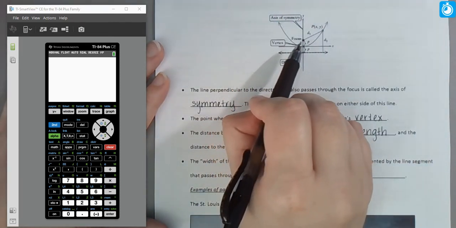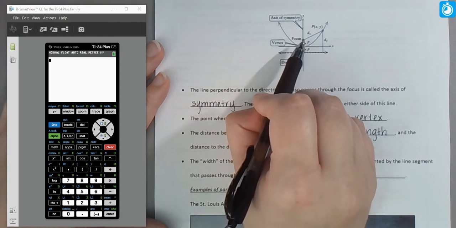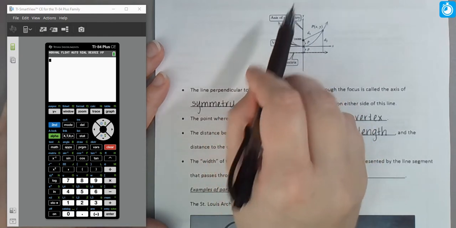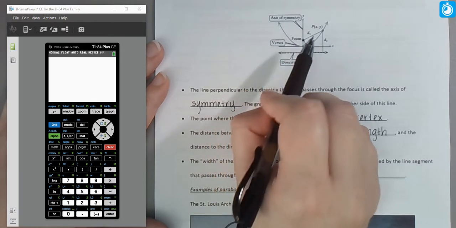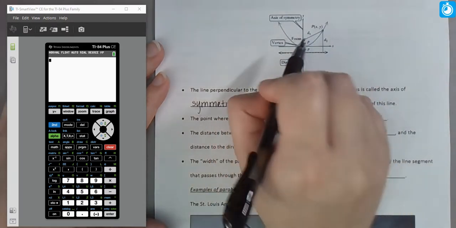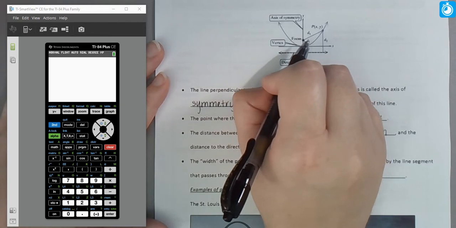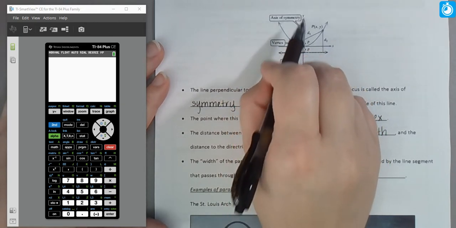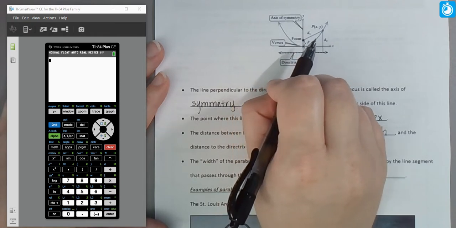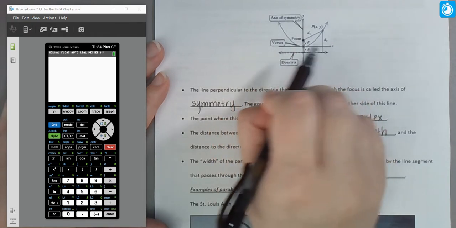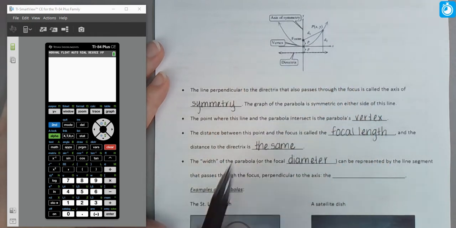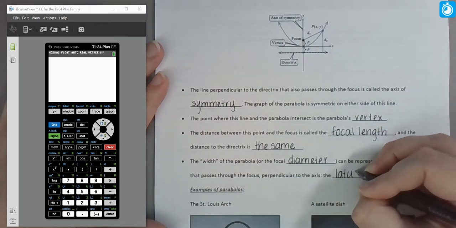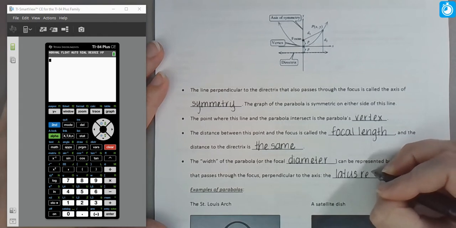And finding the width of that line segment is going to tell us how we go from the focus to a point on either side of our axis of symmetry, which will then give us 3 points in order to graph. So this line segment that passes through the focus, it's going to be perpendicular to our axis of symmetry. It's going to be parallel to our directrix, and again, it's going to give us the width of our parabola. This is referred to as the latus rectum.